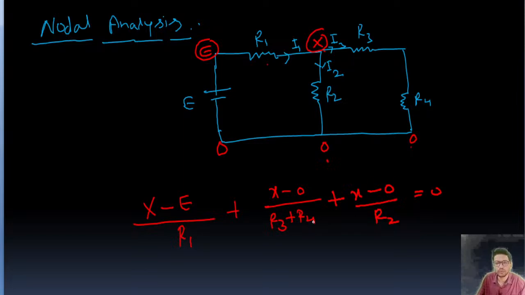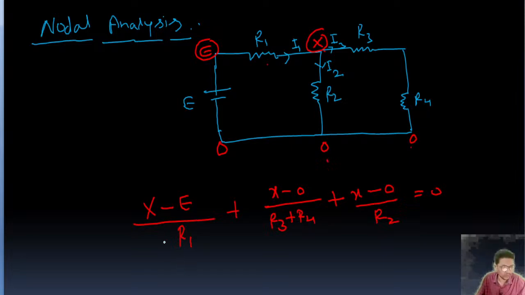Now what we need to do is just solve it. At this point we'll get the value of X, that is the voltage here. Then we can easily find the current I1. This is E, the voltage drop, and by Ohm's law, V equal to IR, so I equal to V upon R, we will find the current.